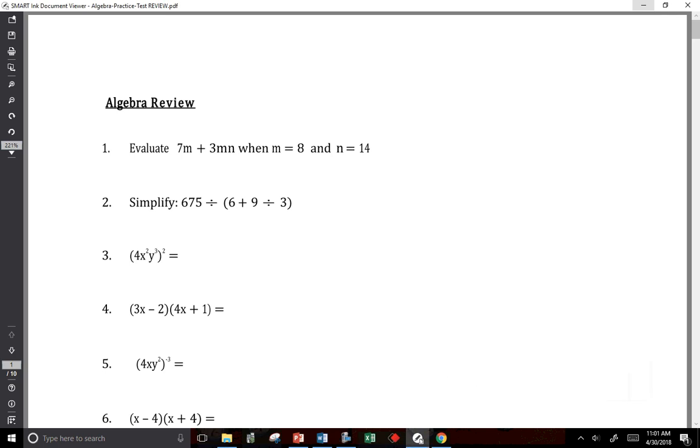Okay, number 1, evaluate 7m plus 3mn when m is equal to 8 and n is equal to 14. So you have to plug the values in. So we're going to go 7 times 8 plus 3 times 8 times 14. In reality, you could just plug that all into the calculator if you want to, or work it out in pieces, but the calculator can handle it.